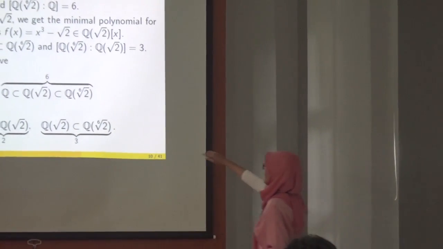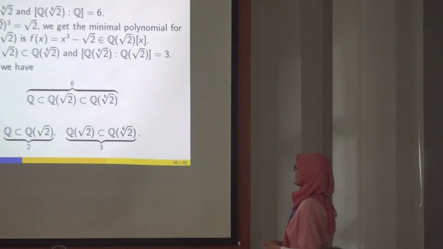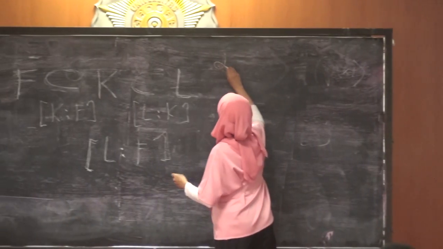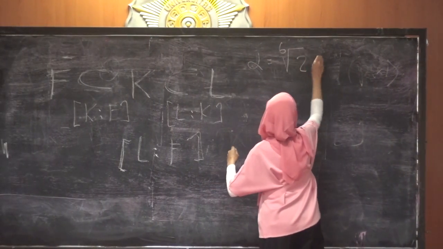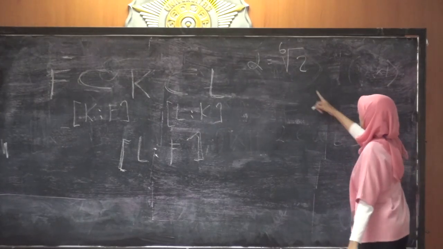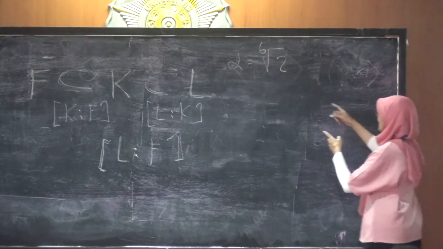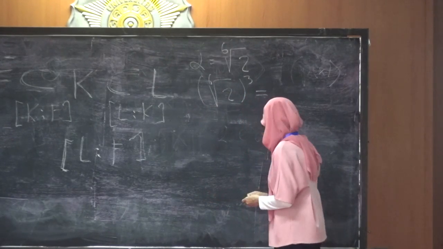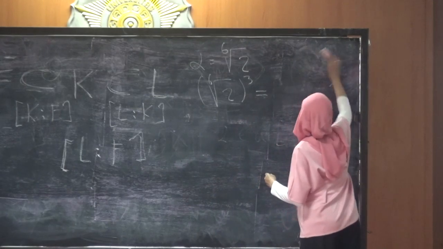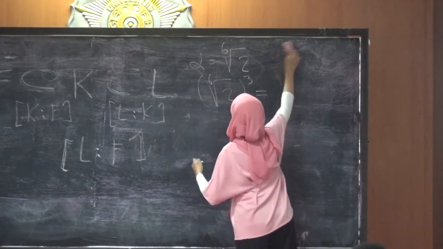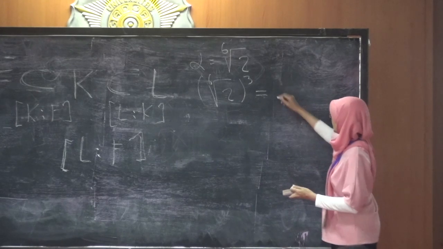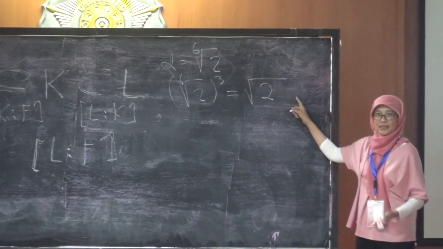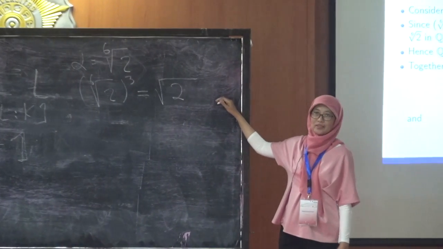Why do we have this 6 here? Now consider this, we call it alpha. Alpha is this one. So if we cube this alpha, we can get square root 2. So how can you compute this situation?